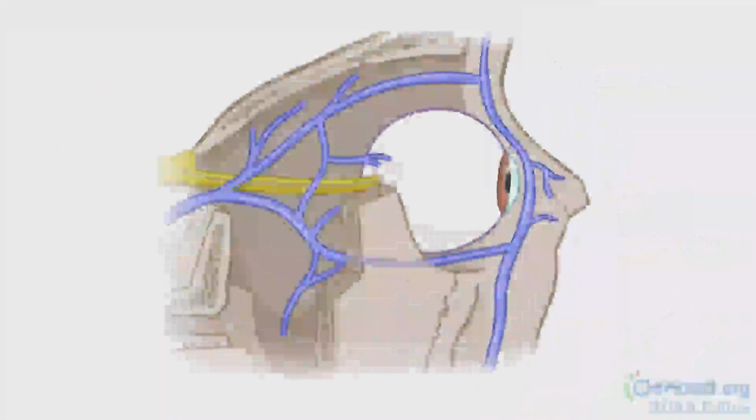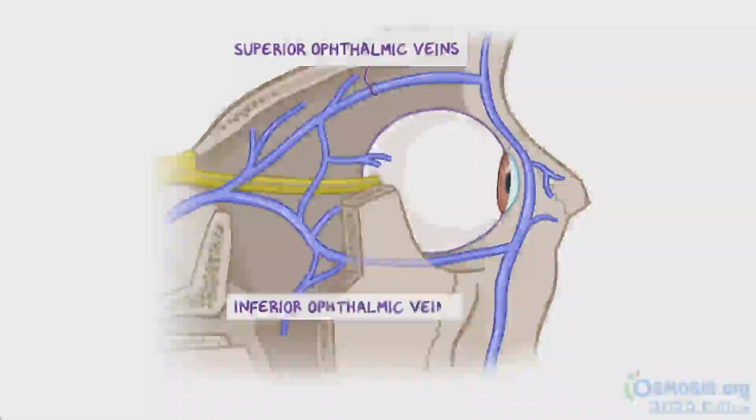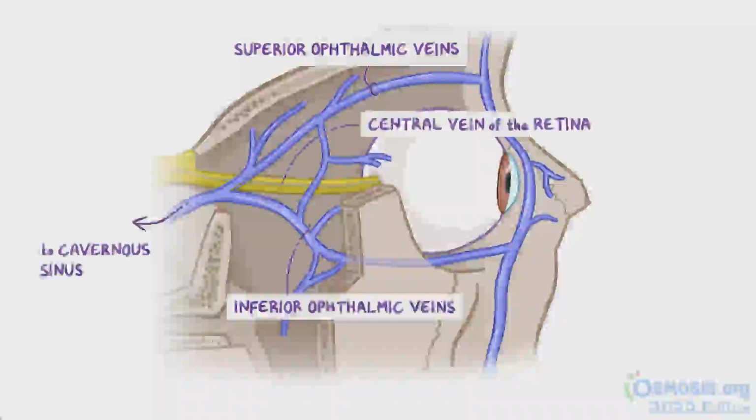Venous drainage, on the other hand, is ensured by the veins that escort the arteries of the orbit. These drain either into the superior ophthalmic vein or the inferior ophthalmic vein, which then leave the orbit through the superior orbital fissure and drain into the cavernous sinus. The central vein of the retina drains the blood from the retina into one of the ophthalmic veins or directly into the cavernous sinus. So together, these two veins drain all the structures of the eyeball itself.